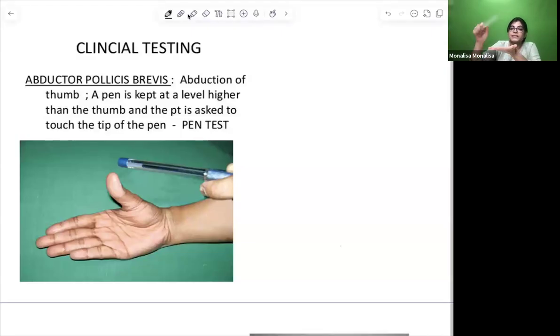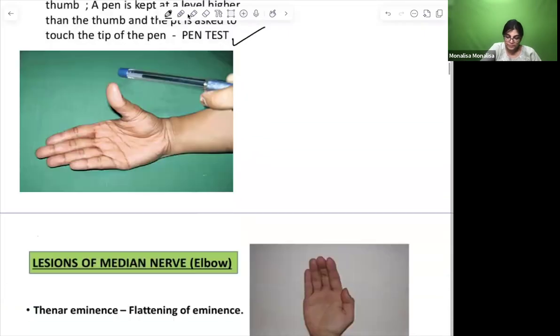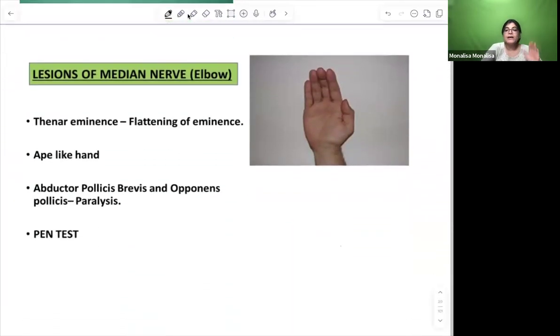As you can see, if there is a pen and you want to touch the pen, you have to abduct the thumb. That abduction of the thumb is done by which muscle? Abductor pollicis brevis. Here abductor pollicis brevis is paralyzed, so the pen test is positive. Lesion of the median nerve. Basically all the muscles of the thenar region will be paralyzed: abductor pollicis brevis, flexor pollicis brevis, opponens. But adductor pollicis will not be paralyzed.